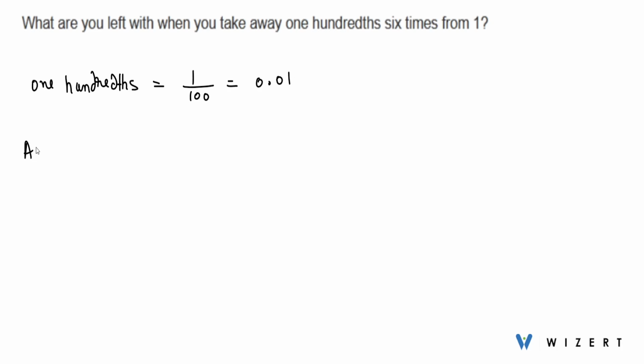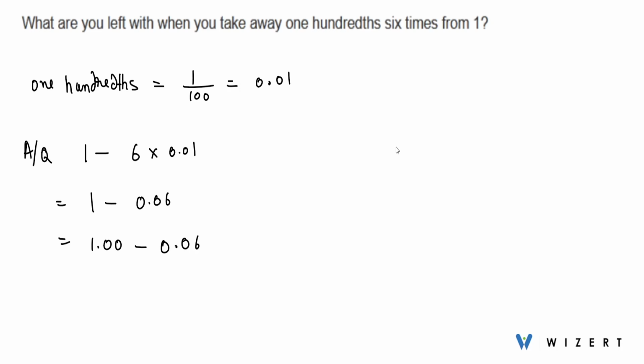Now according to the question, our required equation will be 1 minus, since we have to take away 6 hundredths. So 6 multiplied by 1 upon 100, that is 0.01. We have to take this quantity from 1. So we will have 1 minus 6 multiplied by 0.01, which is nothing but 0.06. Now 1 can be written as 1.00, and then we have minus 0.06.